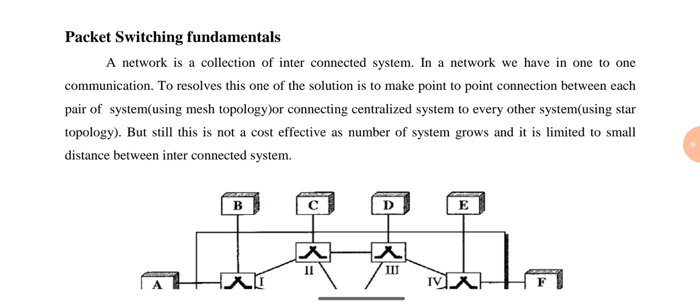So today in this video we are going to discuss the packet switching fundamentals in computer network. A network is a collection of interconnected systems. In a network we have one-to-one communication. To resolve this, one solution is to make a point-to-point connection between each pair of systems, or connect a centralized system to every other system, like using star topology. But still this is not cost effective as the number of systems grows, and it is limited to small distances between interconnected systems. So to overcome the difficulty of connecting the systems or devices, we use a packet switching method.